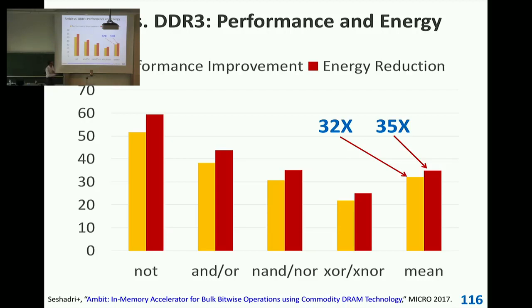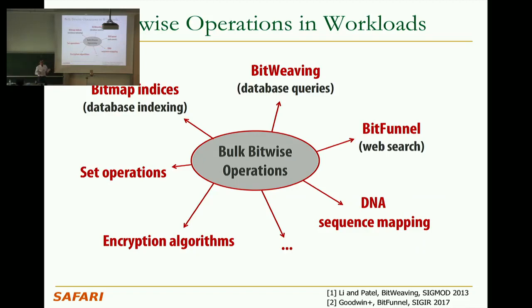OK, the next question is, of course, how do you use this? This gives you a substrate. And this is actually a completely general purpose substrate because you really have a functionally complete system. You can build any application on top of this, really. Maybe not as efficiently, though. If your application is amenable, which means that it is written to exercise these bulk bitwise operations, you could get a lot of benefit out of this.